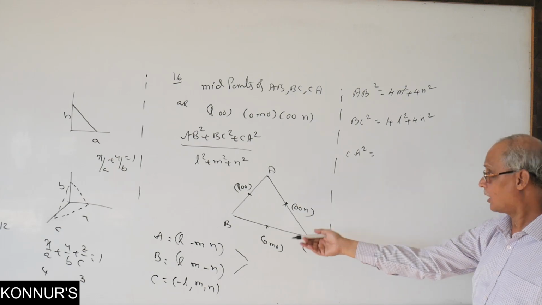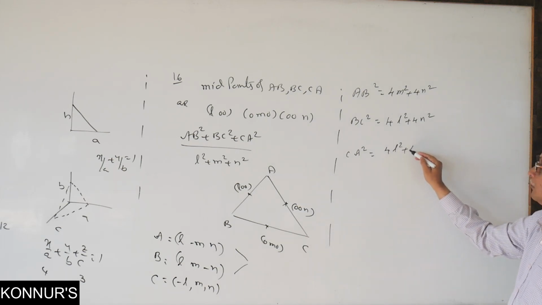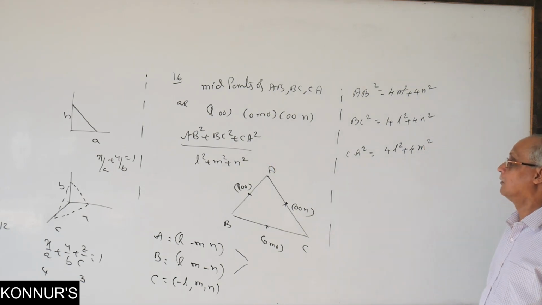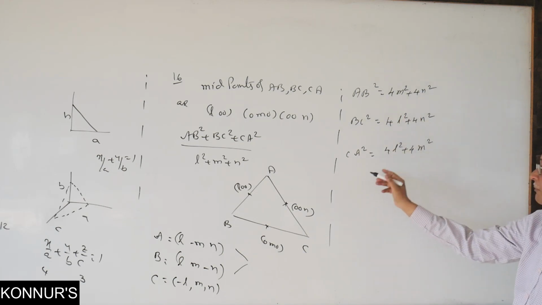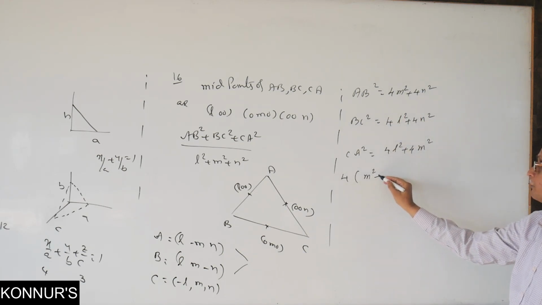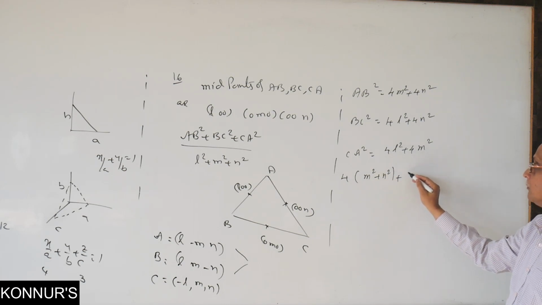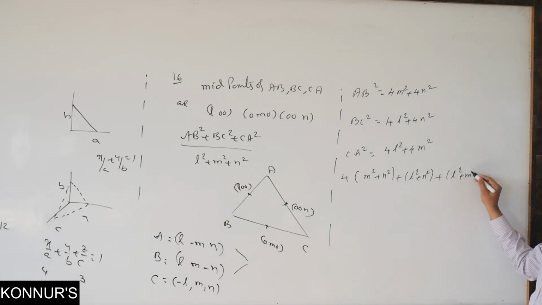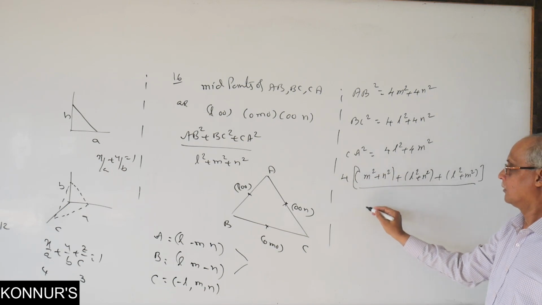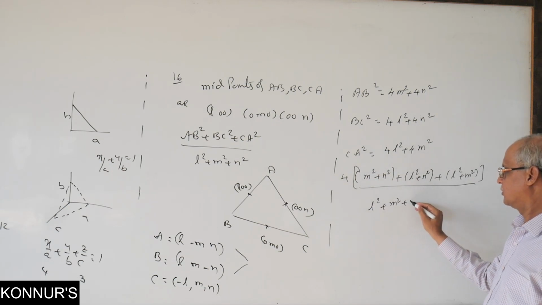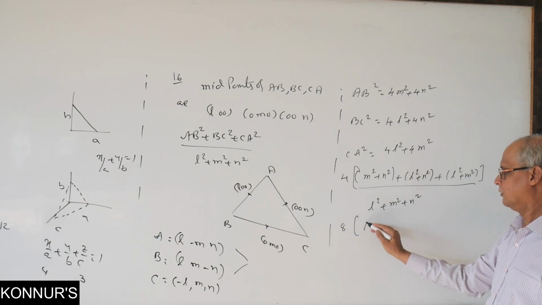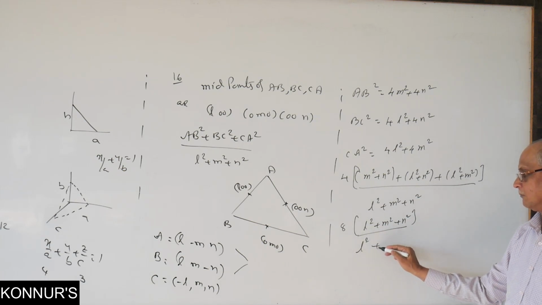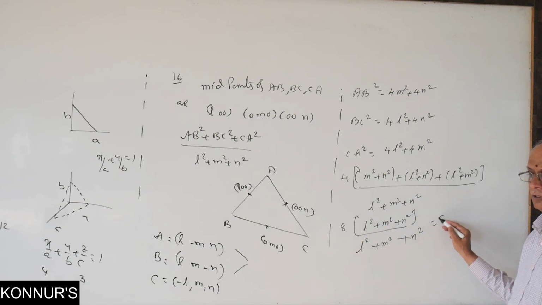See, N is common. Substitute here. What is the numerator value? Everywhere 4 is common, 4 into the entire thing. Again in the numerator, each one is repeated twice, so 8 into it. The answer is finished, therefore 8.